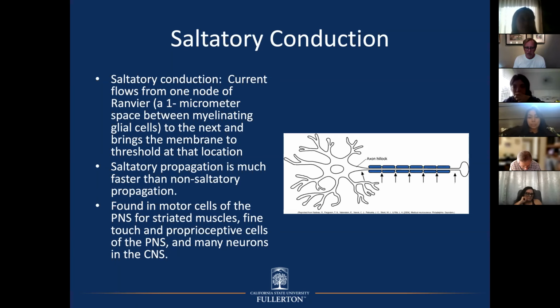They are found in motor cells of the PNS for striated muscles, fine touch and proprioceptive cells of the PNS, and many neurons also in the CNS. But note, I didn't say pain and temperature cells because they're not there. And so anyway, that's what saltatory conduction is. What does it do for us? It allows for faster propagation of action potentials.